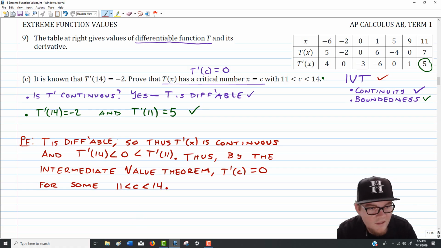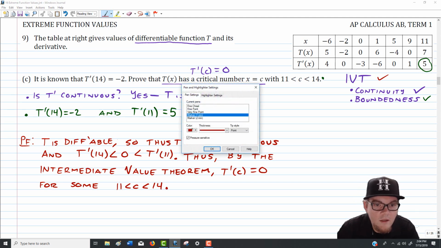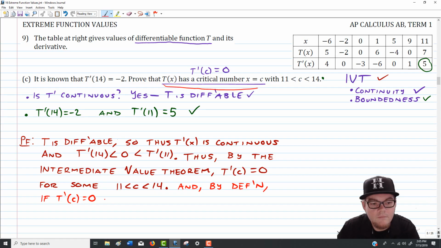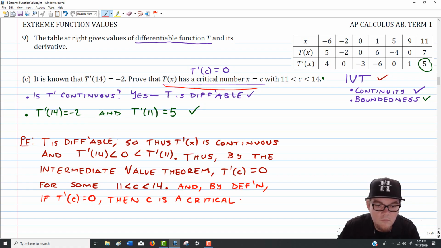So you would think we were done, right? Because that's basically the general statement of the intermediate value theorem. But we were asked to prove that c is a critical number. We haven't mentioned critical numbers. So to finish this off, and note that critical number portion, I'll even pull in a different red here. To finish this, by definition, if t prime of c equals 0, then c is a critical number of t of x.